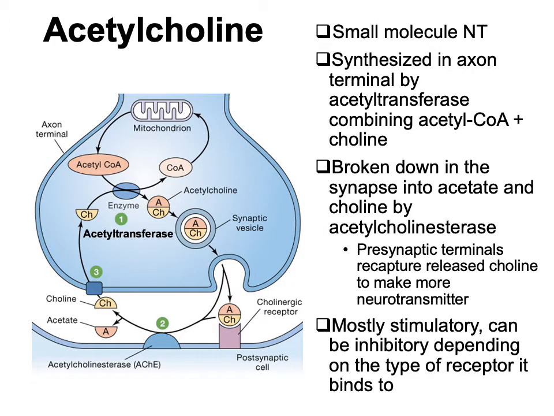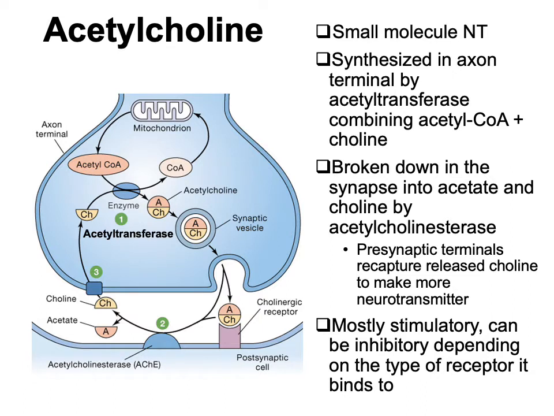Acetylcholine. I know you're familiar with this neurotransmitter, but I'm going to just give you a few more details. It is categorized as one of the small molecule neurotransmitters, so that means it is synthesized in the axon terminal. It requires acetyltransferase to complete the process by combining acetyl-CoA plus choline. It is broken down in the synapse into acetate and choline by acetylcholine esterase.